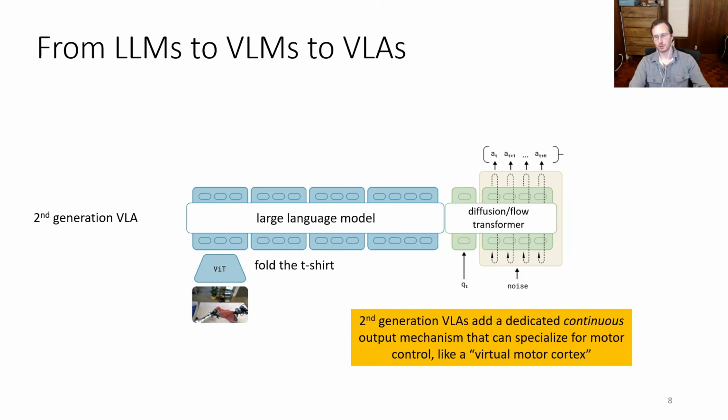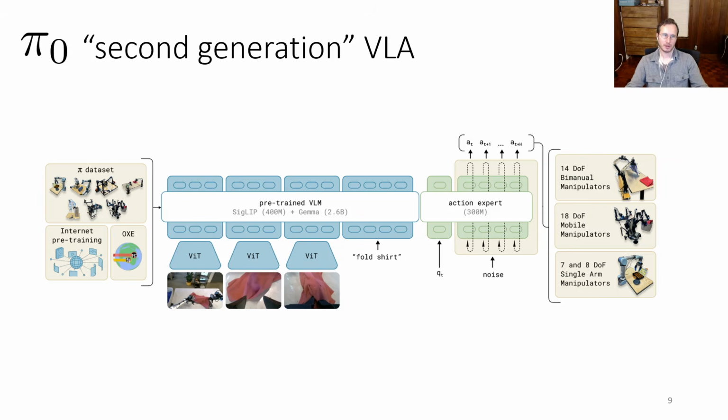So essentially, second-generation VLAs add a dedicated continuous output mechanism that can specialize for motor control, like a virtual motor cortex. So here's a summary of the Pi0 second-generation VLAs, which introduced this kind of design. In Pi0, it used a small VLM called PaliGemma, based on the Gemma LLM, and an action expert with about 300 million parameters. The action expert is also responsible for processing all the continuous information, like the robot's joint angles.